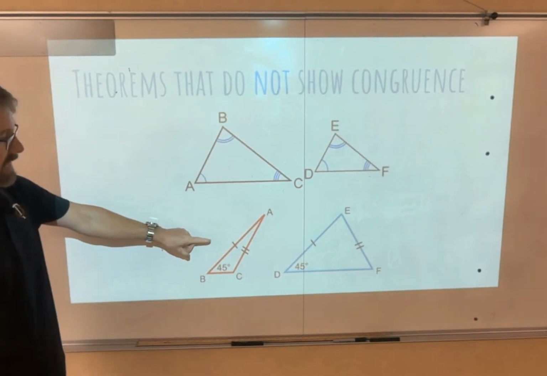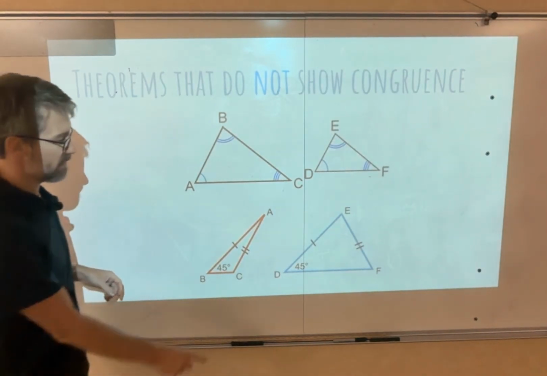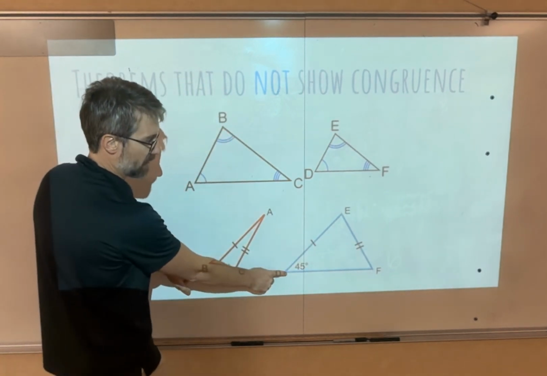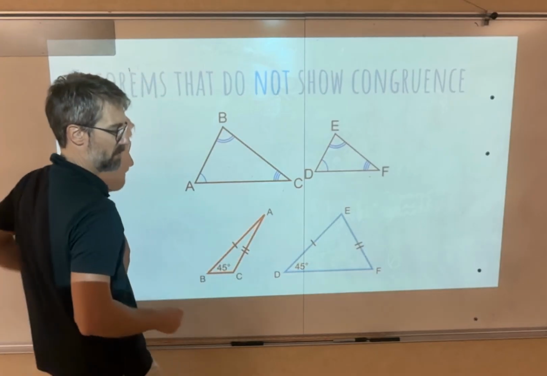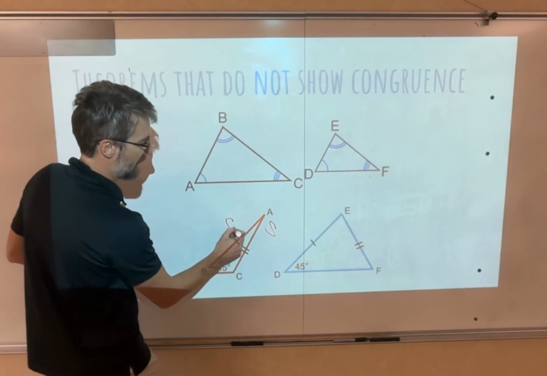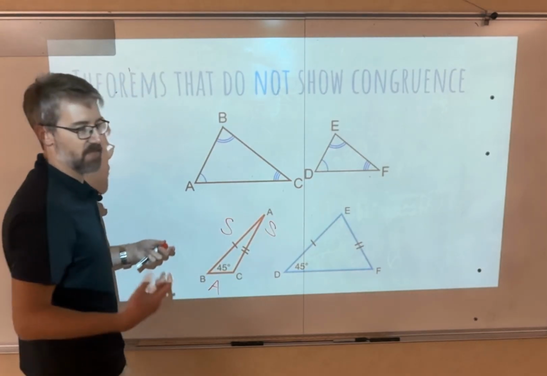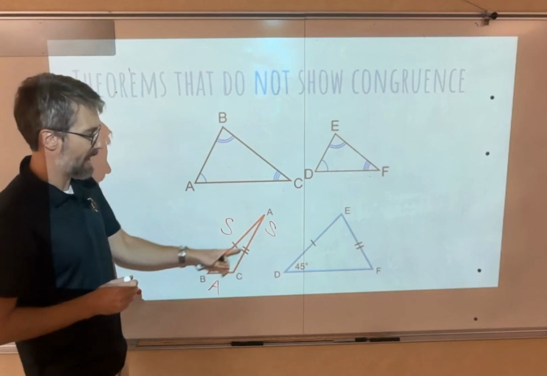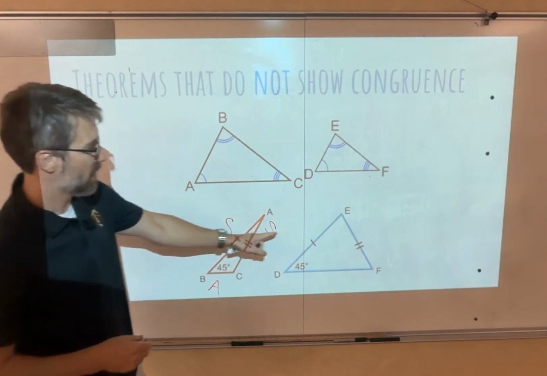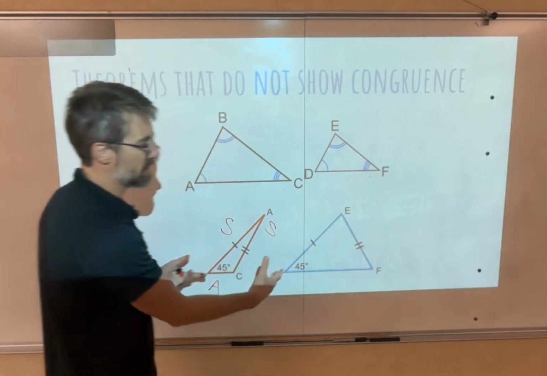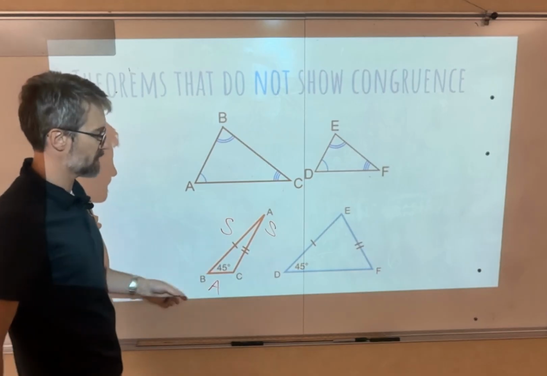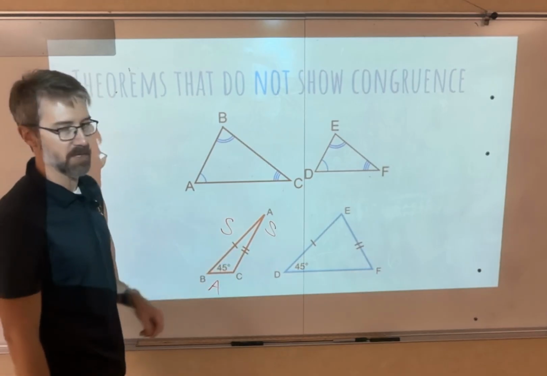Also, side, side angle does not work. So we've got two sides that are congruent, and we've got an angle that is congruent, but it's not the angle in between, right? So if I go side, and then a side, and then an angle, that doesn't work. The angle has to be in between the two sides. And this is an example of that where we don't know what the top angle is or the bottom angle is. There are more ways that that triangle could be put together. There's actually two options in that case for these two matching sides and a 45-degree angle.